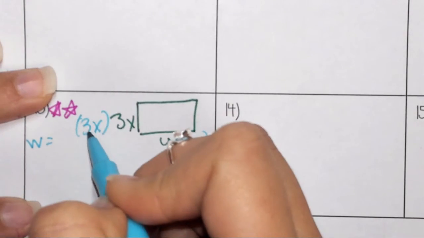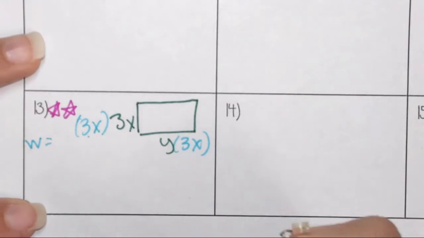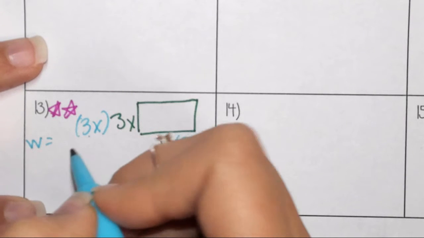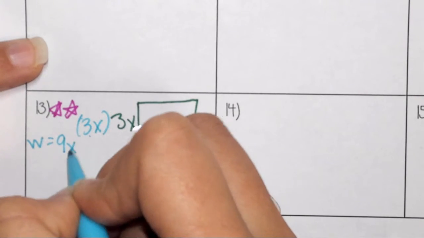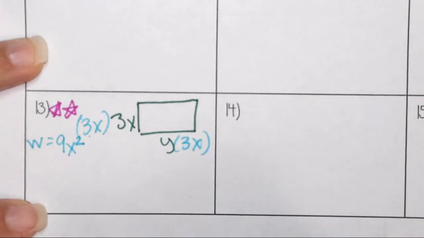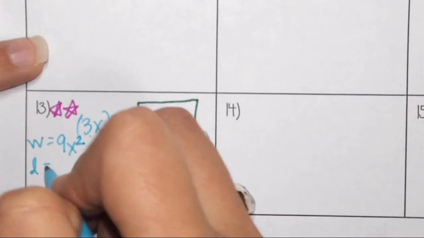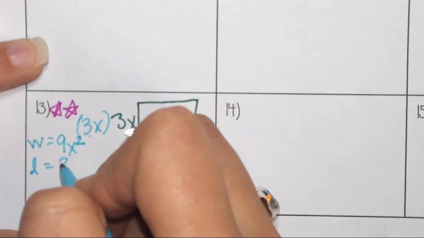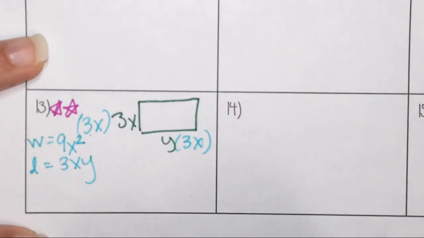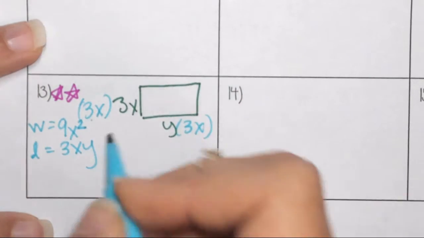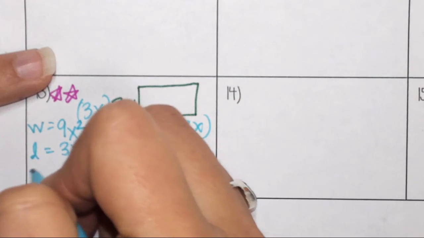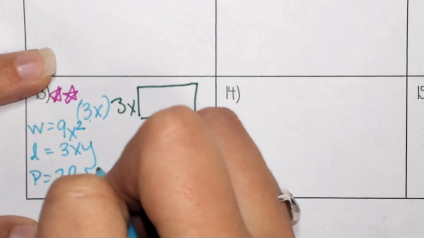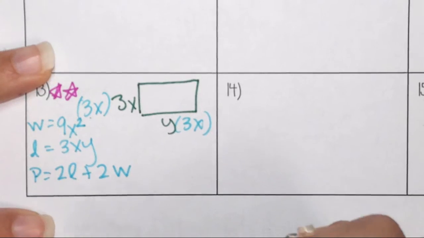All right, now your width, 3x times 3x is, 3 times 3 is 9, and 1 plus 1 is 2, so 9x squared. And what would your length be? 3xy. Times width times height? No, that's volume. All right, so then perimeter is 2L plus 2W.